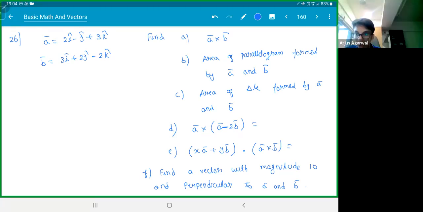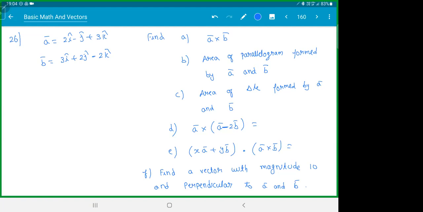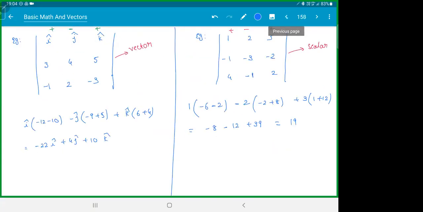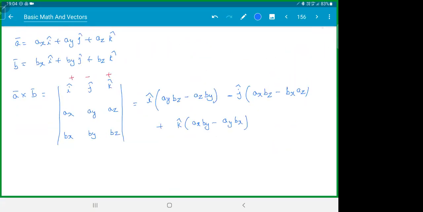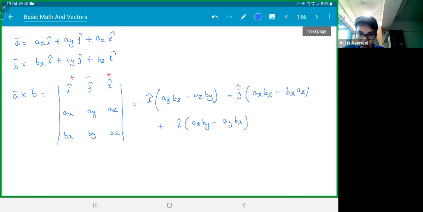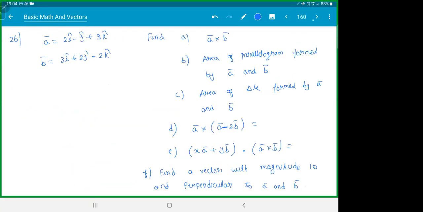Sir, sorry, I had joined late. Basically, the cross product is just a determinant expansion, right? Determinant. Yeah. Okay. That's a 3 into 3 determinant. Yeah, understood. You know that, na? Yeah. So then you're safe.